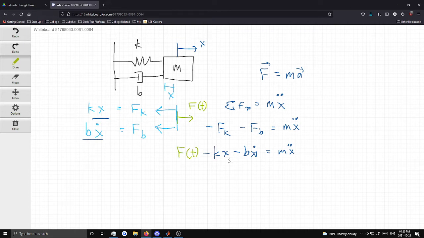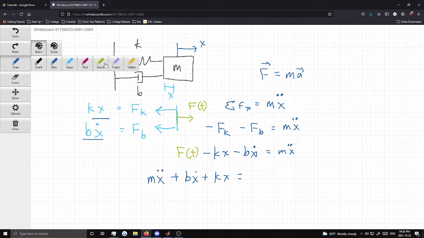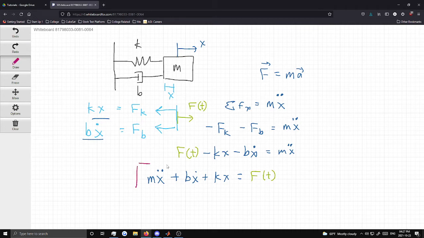And now we can solve this so that all the x terms are on one side. Pretty straightforward. m x double dot, I'm moving these two here and then flipping it around, plus b x dot plus kx equals f of t. And this right here is the second order differential equation of a spring mass damper.